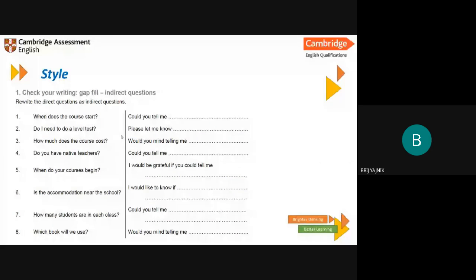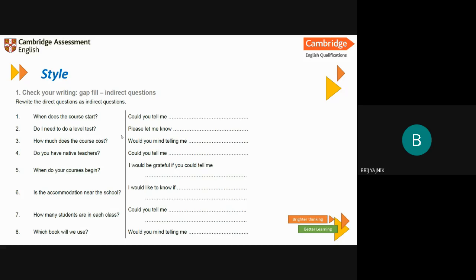Let's take the sixth one. Is the accommodation near the school? I would like to know if. What do you think? I think Sneha is good with the if statements. Let's see who comes. Sneha and Utsav. And Ayushi. I'd be grateful if, okay, Devashish, if you could tell me the date of your course's start.